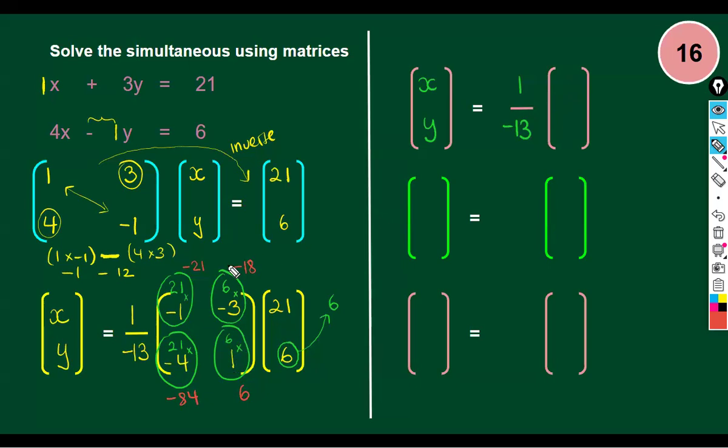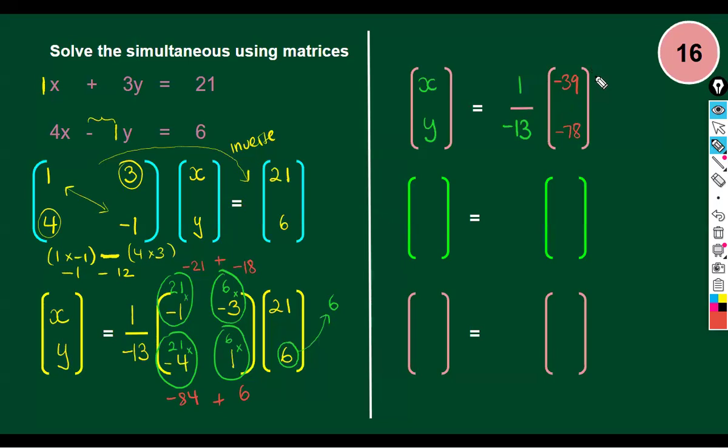To get the number on top, we add the two values on top. 21 plus minus 18, well, minus 21 minus 18. I'm getting minus 39 here. And underneath is minus 84 plus 6 is, guys, some of you are forgetting your signs. It's minus 78. Check it back.